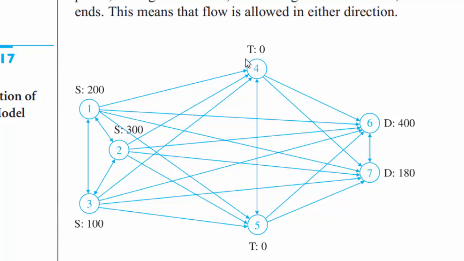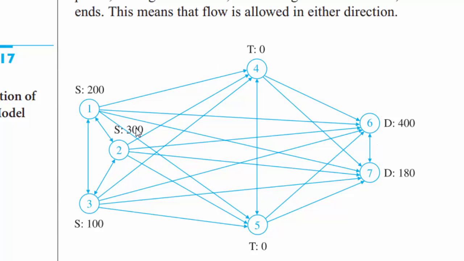And here the T means it is a transshipment point. In other words, this is like a warehouse. In a warehouse, quantities come in and go out, nothing stays here. So what comes in must go out, so the net value should be 0. And these are the destinations, and these numbers indicate how much demand there is. So what comes in net must be equal to 400, because this arrow here indicates that some of what's coming in can go out as well.